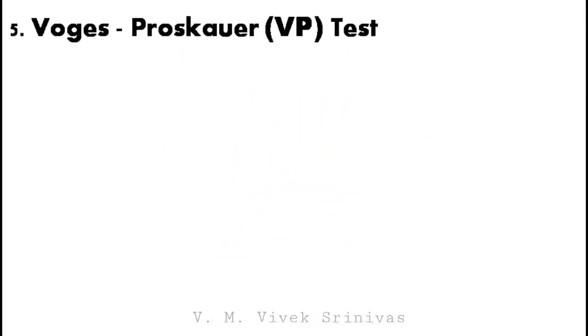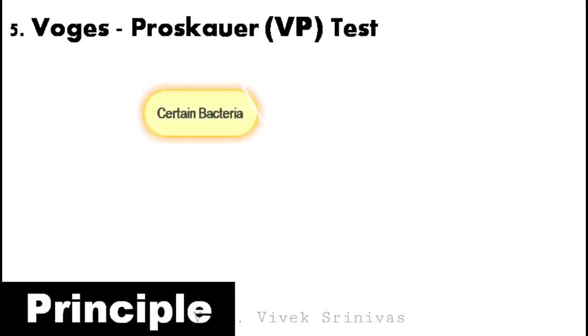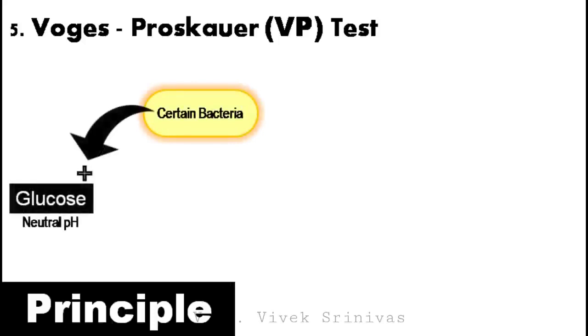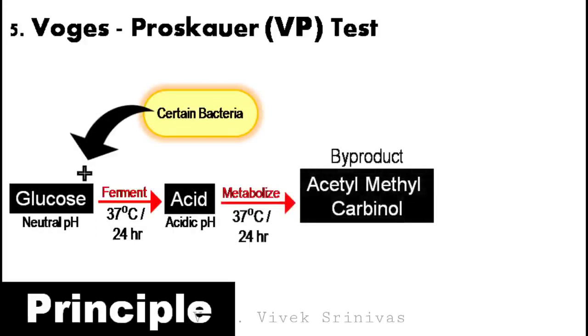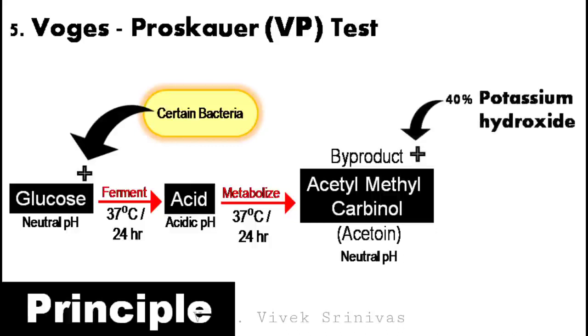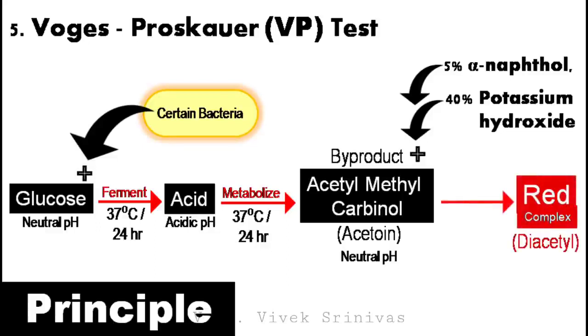Next, the Voges-Proskauer test, also abbreviated as the VP test. The principle. Certain bacteria, in presence of glucose, ferment the glucose to acid, and then subsequently metabolize it to yield a neutral byproduct, acetyl methylcarbinol, which is an acetoin compound. Next, this acetoin compound, along with 40% potassium hydroxide and 5% alpha-naphthol, forms the red color complex, the diacetyl derivative. This is the principle behind the Voges-Proskauer test.